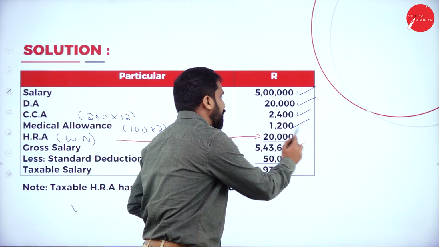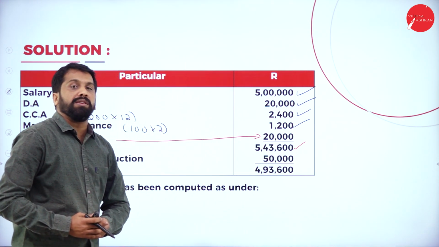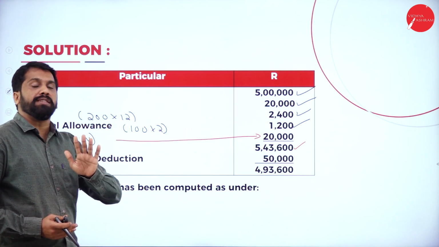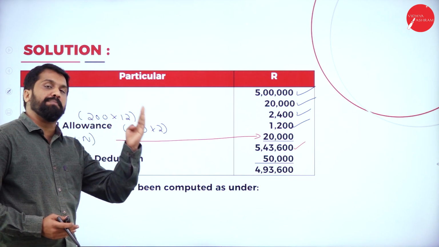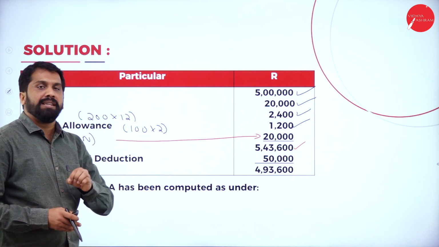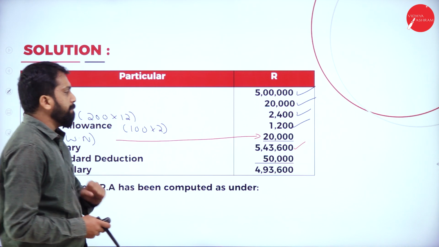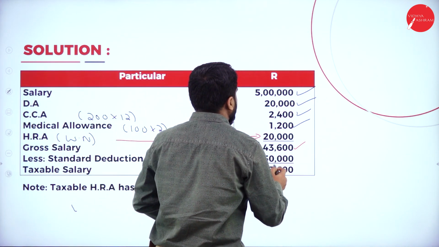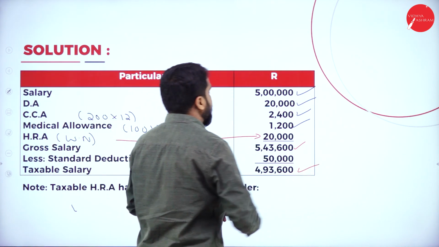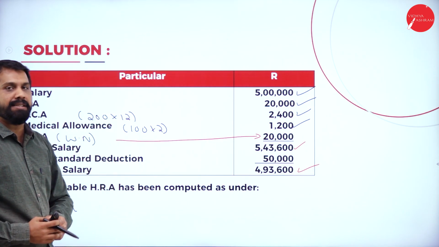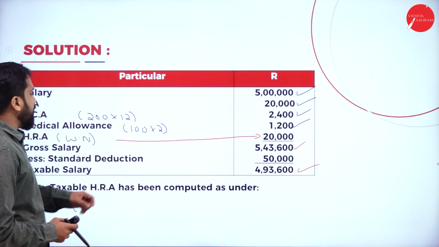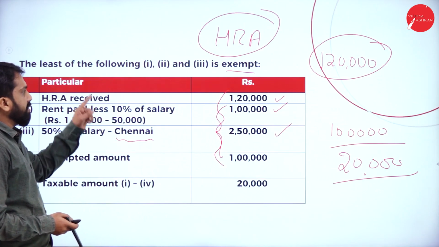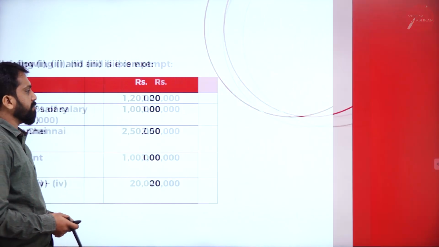You got 5,43,600. As I told you, what is your standard deduction? 50,000. It was 40,000 in the previous year, but this year it is 50,000. Now, 5,43,600 minus 50,000, it will be 4,93,600 taxable. Now, taxable HRA has been computed as under. This is only your taxable computation.